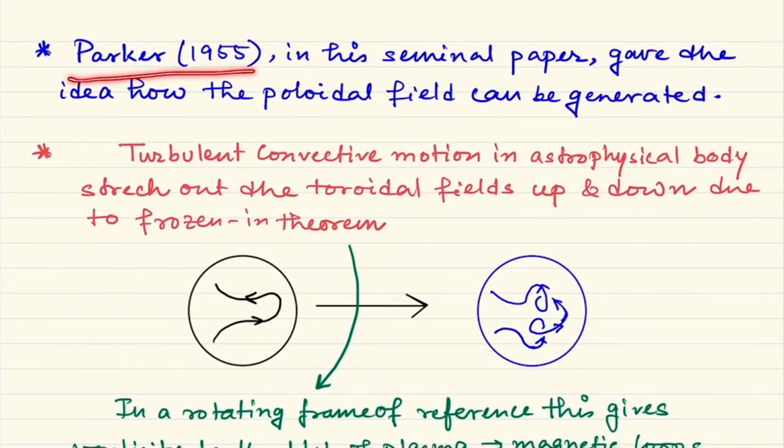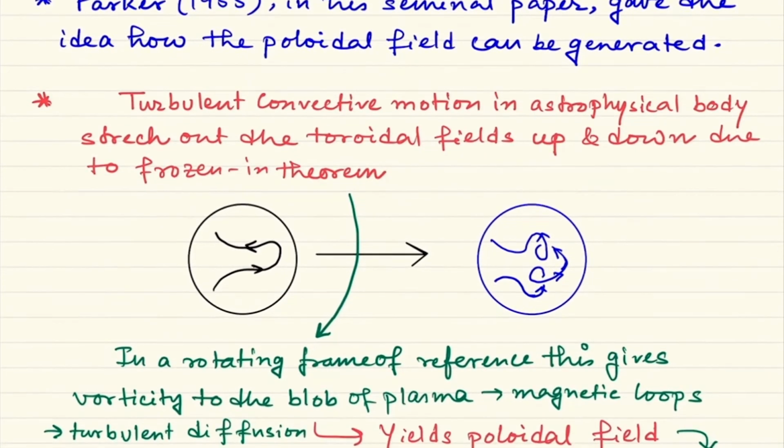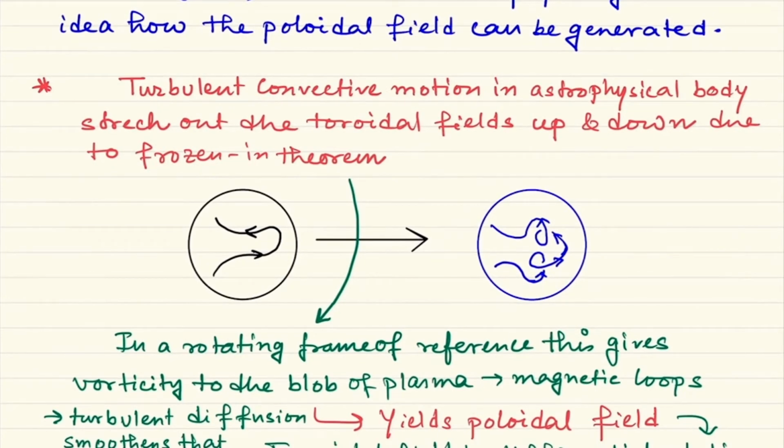Now Parker in the year 1955, in his seminal paper, gave an excellent, revolutionary idea on how the poloidal field can be generated. And at this point you will see how useful it was for you to learn turbulence, because Parker says that it is actually the turbulent motion of the plasma inside the astrophysical body which causes all this sustained dynamo action.